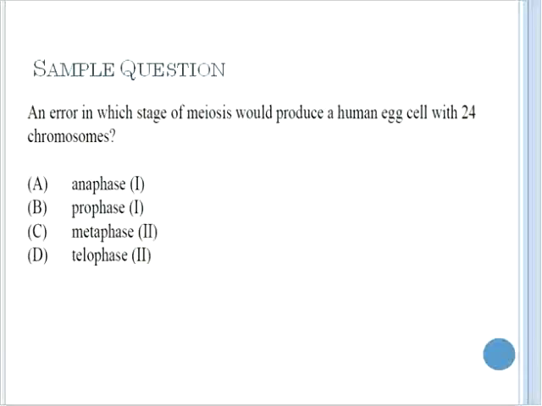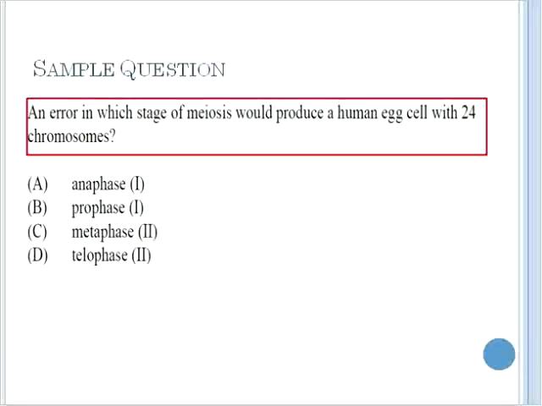And this question: an error in which stage of meiosis would produce a human egg cell with 24 chromosomes? Again, you're looking at the separation of the chromosomes. The correct answer to this would be Anaphase 1.